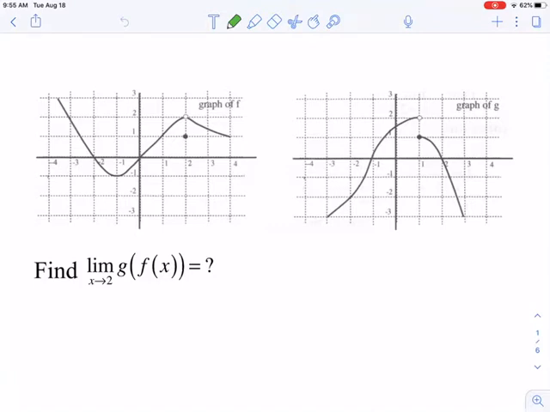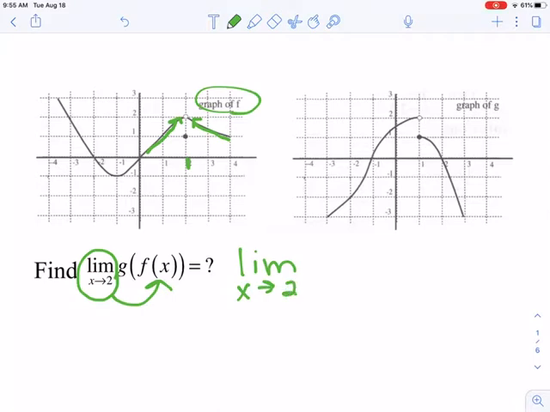Okay, keep in mind that we are going to do this from the inside out, just like we would evaluate a function that is a composite. So first we're going to worry about the limit as x approaches 2 of our inside function. So here's the graph of f. Here's x equals 2. If we drive our car along the curve, we are approaching that y-coordinate, which is 2.